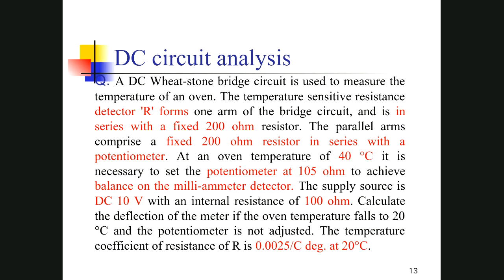So this is one typical application of the DC circuit in appliances, right? Okay, so we have a read of it. The question says, a DC Wheatstone bridge circuit is used to measure the temperature of an oven. So this is an application, right? Okay. So the temperature sensitive resistance detector R forms one arm of the bridge circuit and is in series with a fixed 200 ohm resistor.